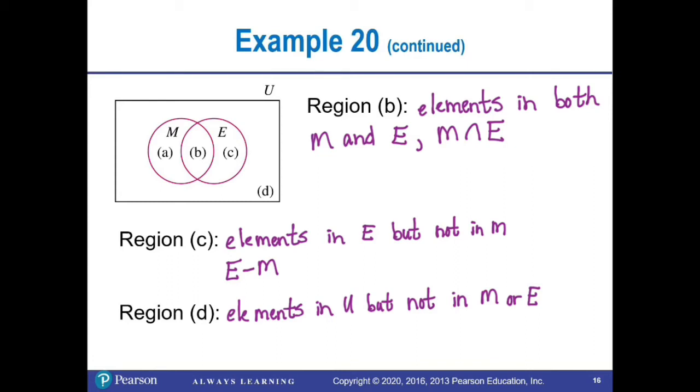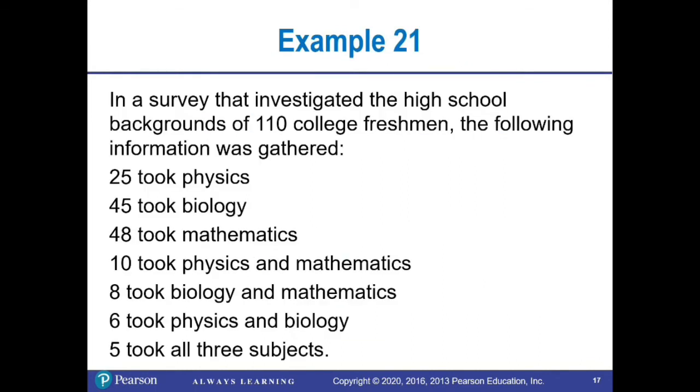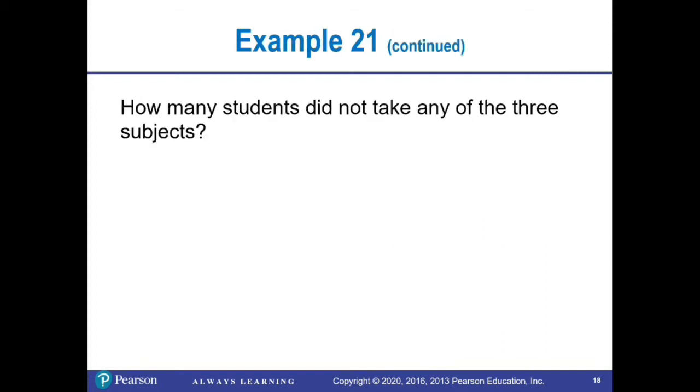In our next example, we're going to put the pieces of a puzzle together. We have 110 college freshmen, and we have some information about these college freshmen. Some have taken physics, some have taken biology, some have taken mathematics, and some have taken a combination of these. What we want to know is how many students did not take any of the 3 subjects.